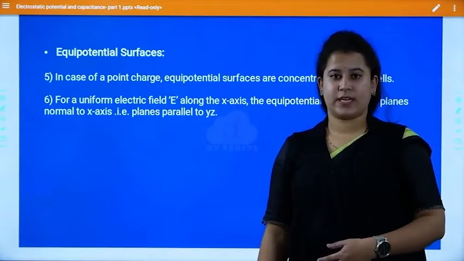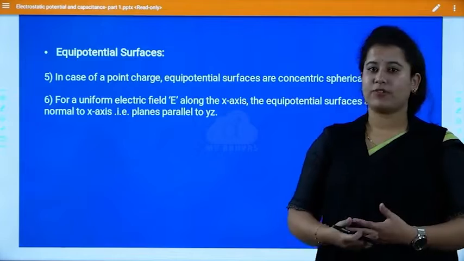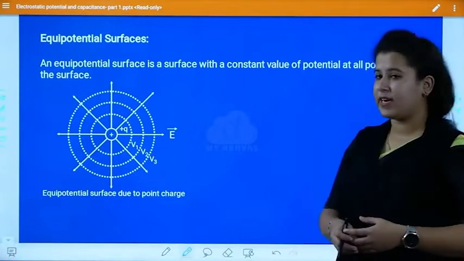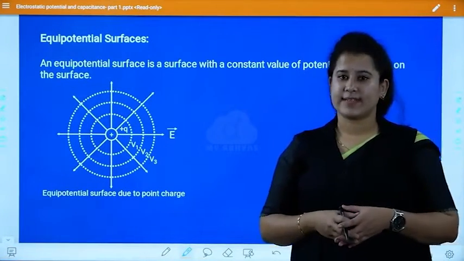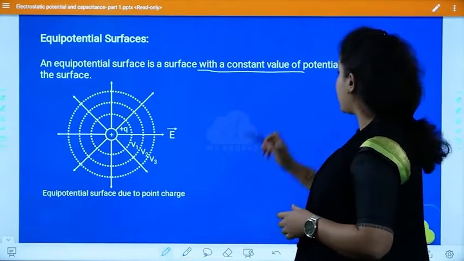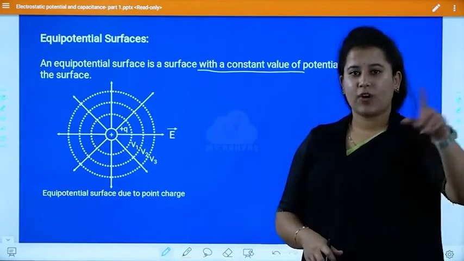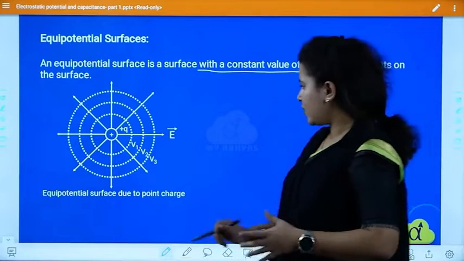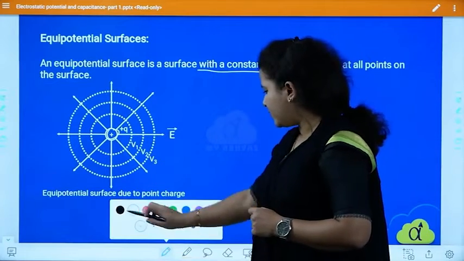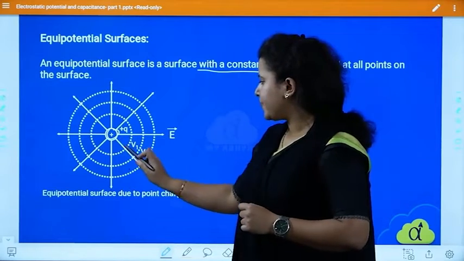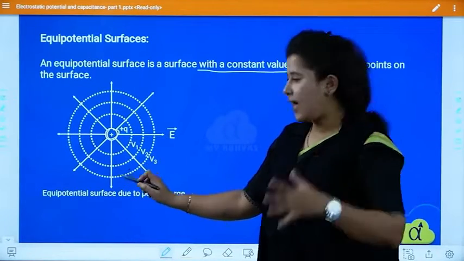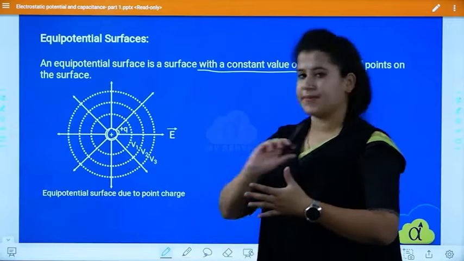We have the importance of how the equipotential surface is taken when a point charge is there, and leading on to that, we will study different surfaces and how the equipotential surfaces are taken. Moving on to the first, an equipotential surface is a surface with a constant value of potential at all the points on the surface. You can see here there is a positive charge, right? So if there is a positive charge, then there are concentric circles around the charge.